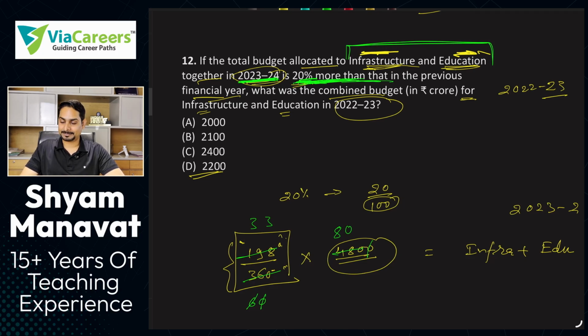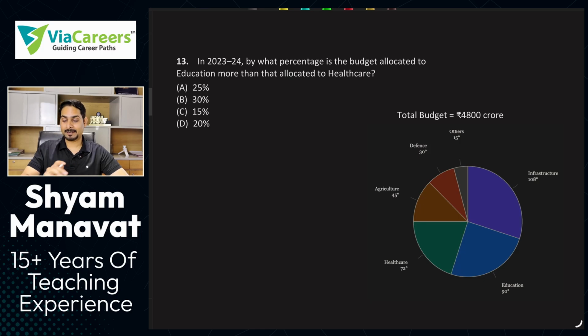Let's see the next example. On the same diagram, same data, we have another example. Again, you can pause the video and try attempting the question by yourself. Question is, in 2024, by what percent is the budget allocated to education more than the allocation to healthcare?